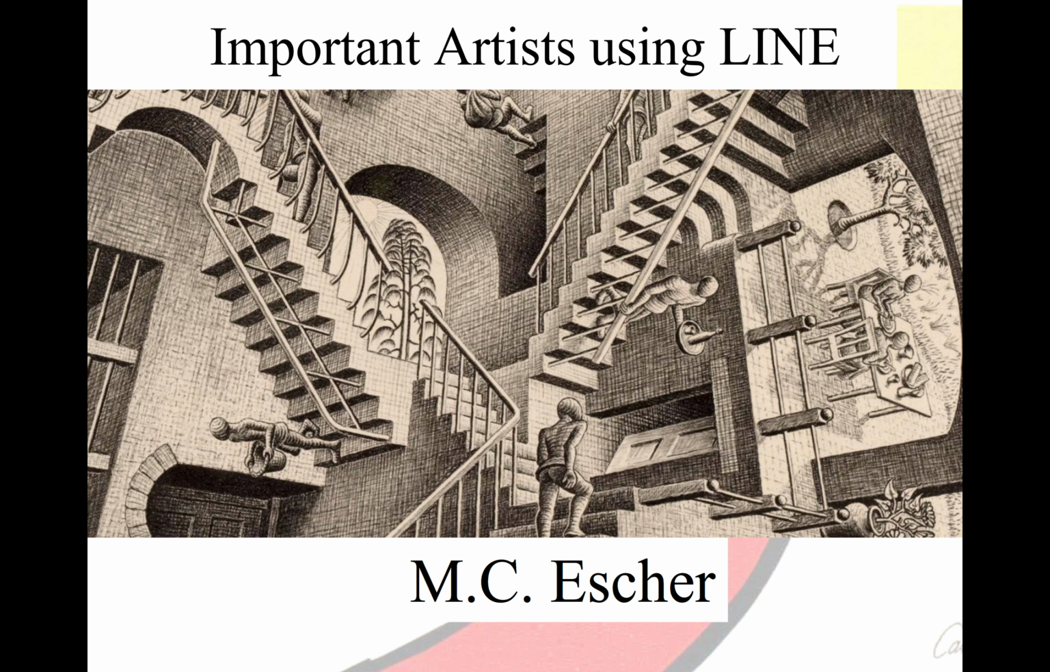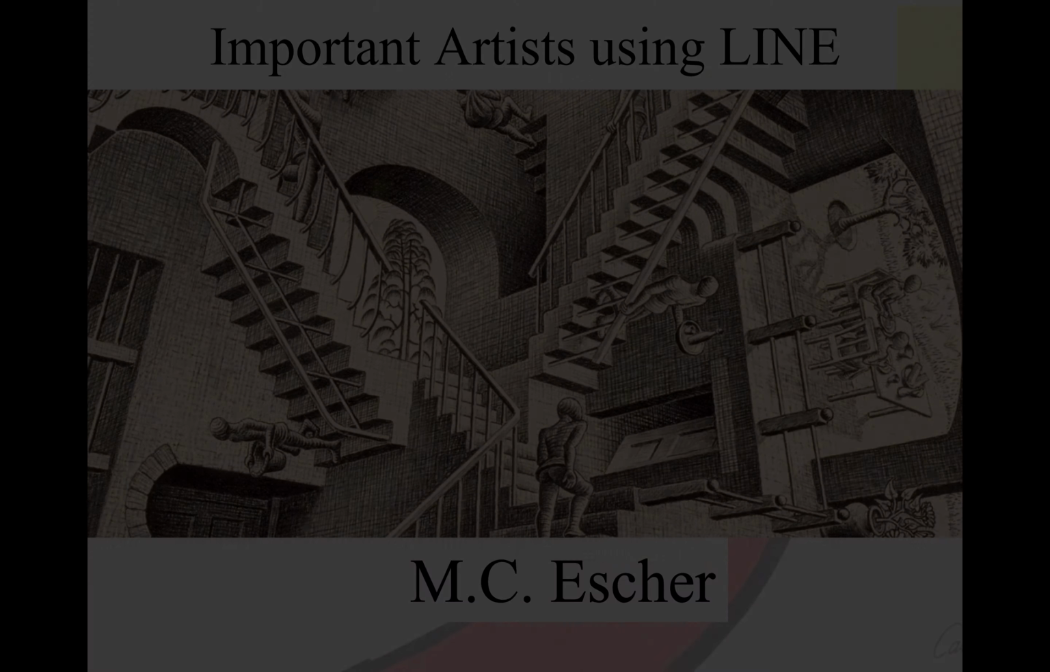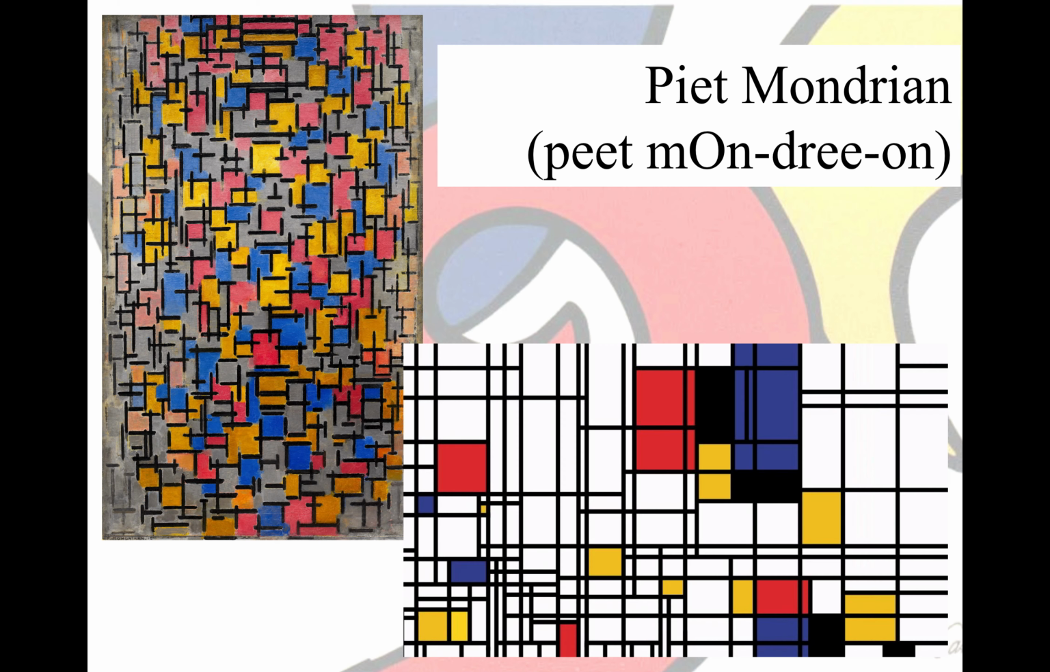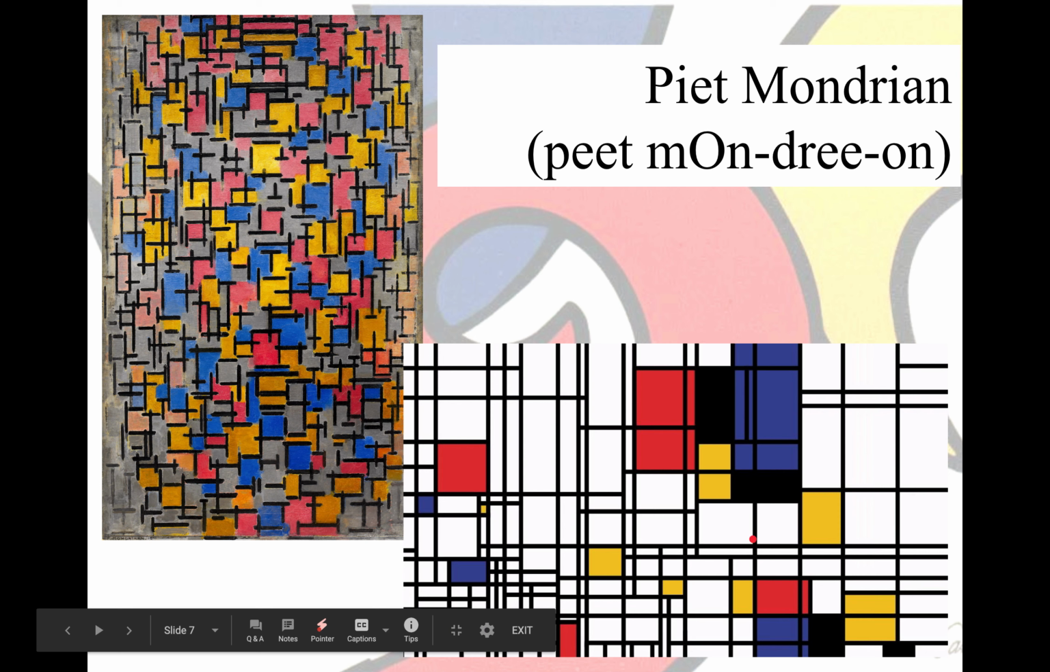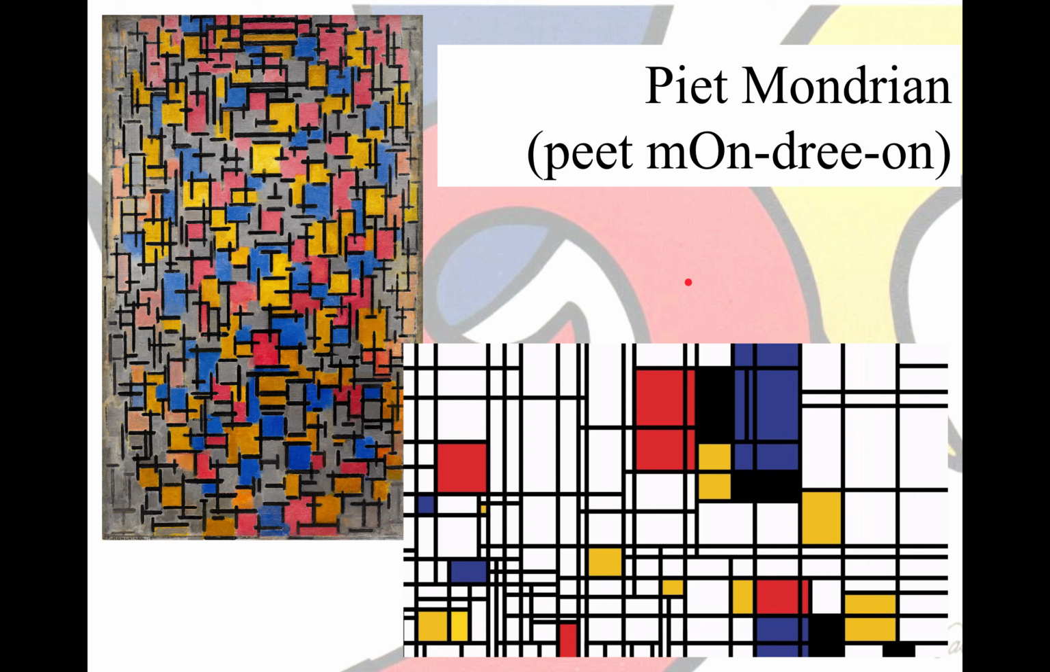So some important artists that use line in their artwork. This one, you've probably seen this artist or something like this before. This is M.C. Escher, and he did these really cool optical illusions, and they're all made up of line. If you look really closely, you can see all those individual marks. Piet Mondrian. This is a Dutch artist, and he also uses lots of lines in his artworks. These are called minimalism because they're using minimal lines and colors to create the desired effect that he's going for.